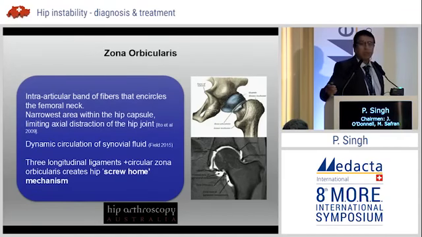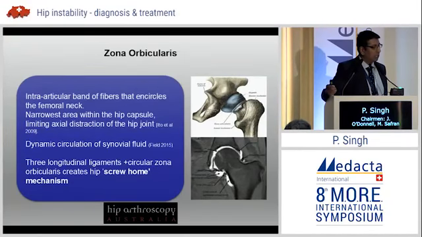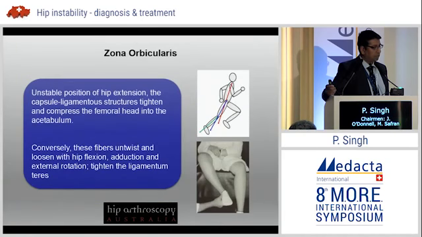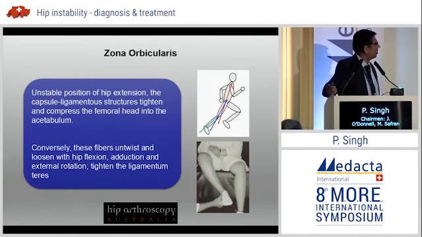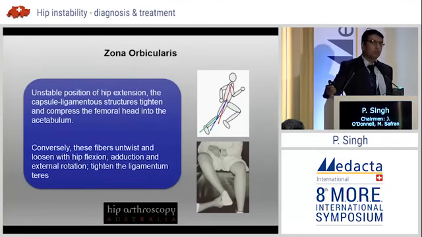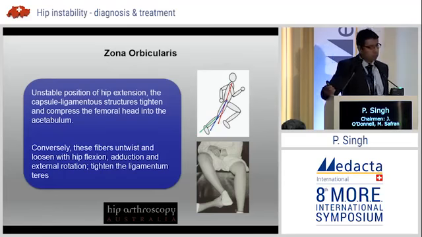And the three bands of the iliofemoral ligament, the pubofemoral ligament, the ischiofemoral ligament, and the zona orbicularis together appear to form a screw-home mechanism to provide additional stability within the hip joint. In positions where the hip is unstable, for example extension, the ligamentous structures tighten and compress the femoral head within the acetabulum. And in positions where the hip capsular structures are loose, that in exchange tightens the ligamentum teres. So I think the two would definitely contribute to intra-articular hip stability.